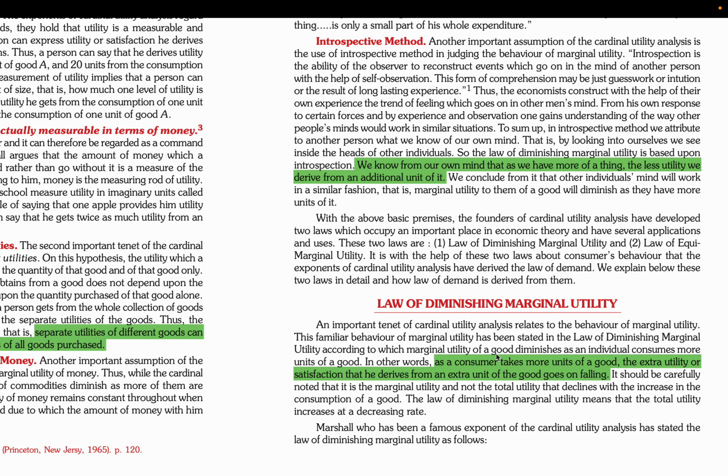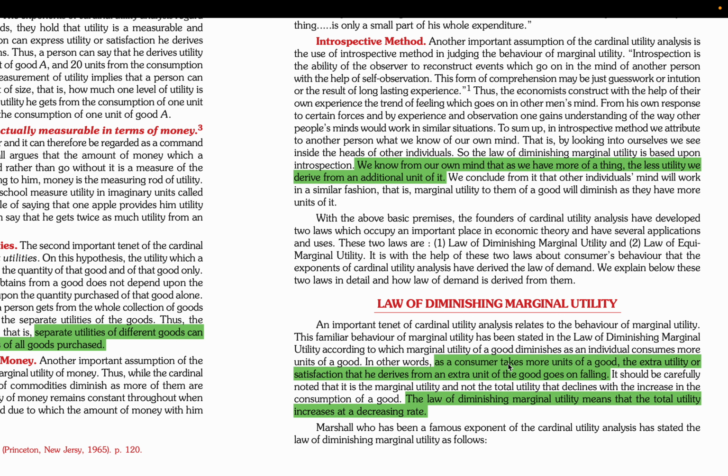Marginal, the one extra unit of that particular good, the extra unit or the next unit of water that you are having, the utility that you derive from that is going to be less than what you derive from the previous unit. The law of diminishing marginal utility means that total utility is basically increasing at a decreasing rate. Okay.